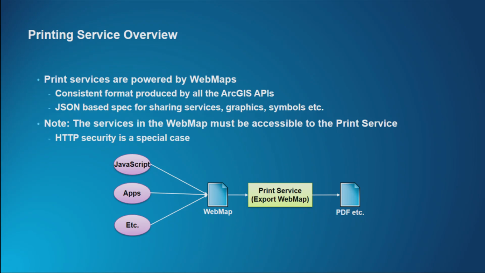But this diagram down at the bottom covers the overview of printing. You have the JavaScript API, you have any apps, any of your own custom applications. They produce a web map specification. That web map gets passed to the print service. The actual operation inside of the print service is called export web map. That produces an output file. Could be a PNG, could be SVG. Most of the time you're wanting PDF.